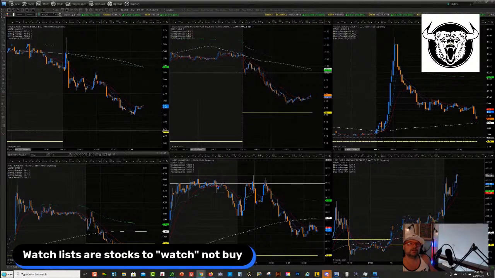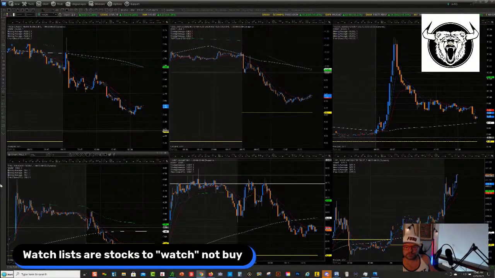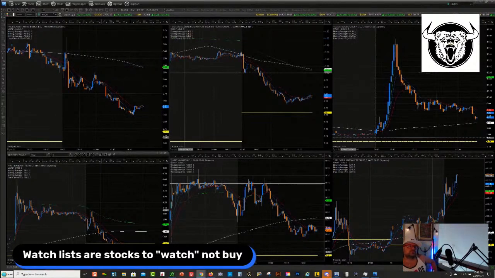I can't figure out how to get over to this other screen. There it is. Bullish Bears.